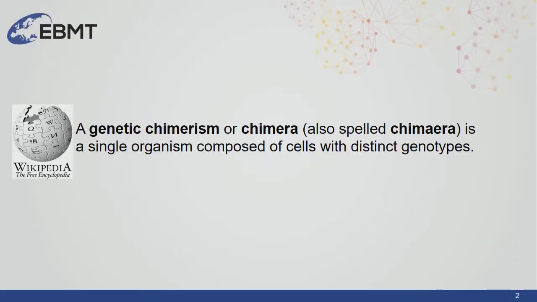So chimerism, it's a difficult word. If you type it in Wikipedia, which is of course our main source of information, this is the definition, and that's actually what we're talking about. So chimerism, the presence, let's say, of non-self cells in an organism in combination with your own cells.